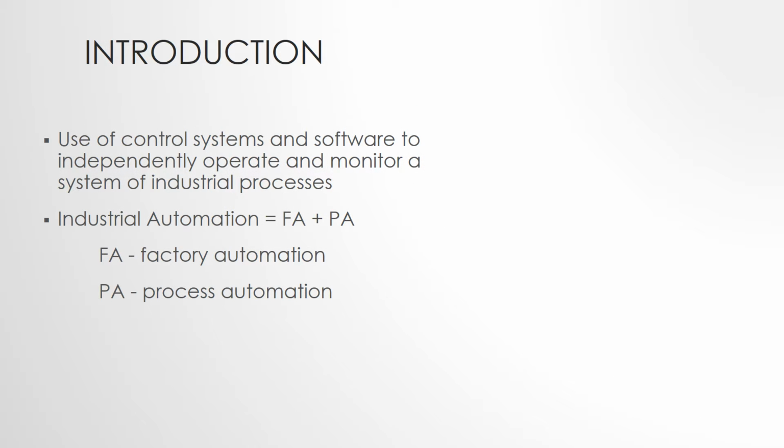Introduction. In introduction, I want to briefly cover what is industrial automation in context and how it fits in overall equation. Industrial automation can be defined as the use of control systems and software to independently operate and monitor a system of industrial processes. It is distinguished between two primary types of automation: factory automation and process automation.